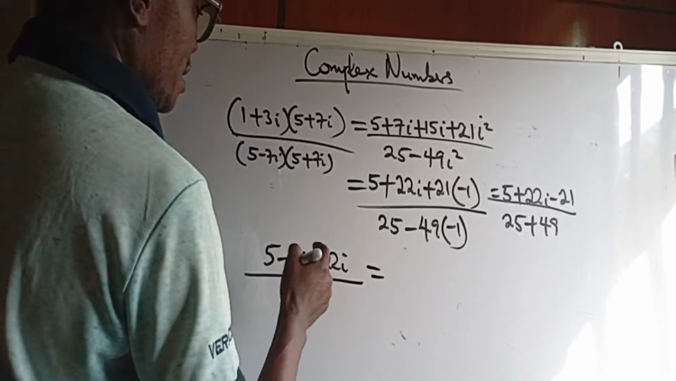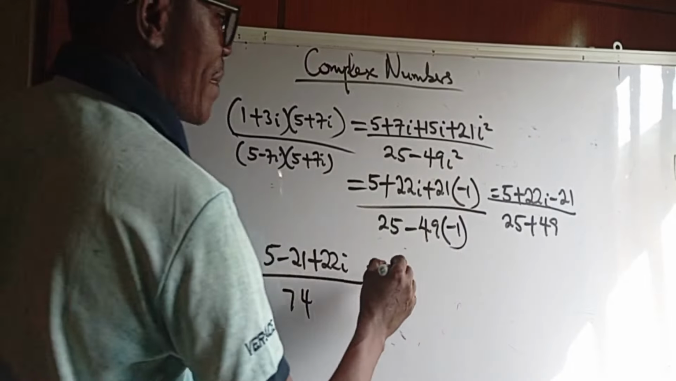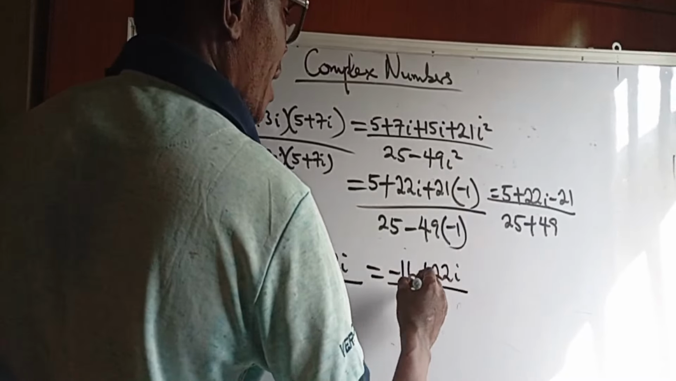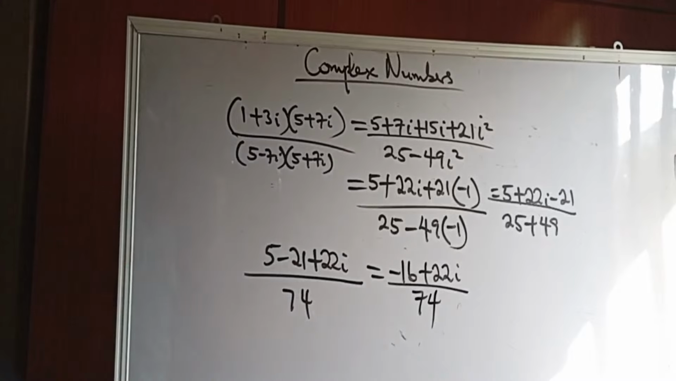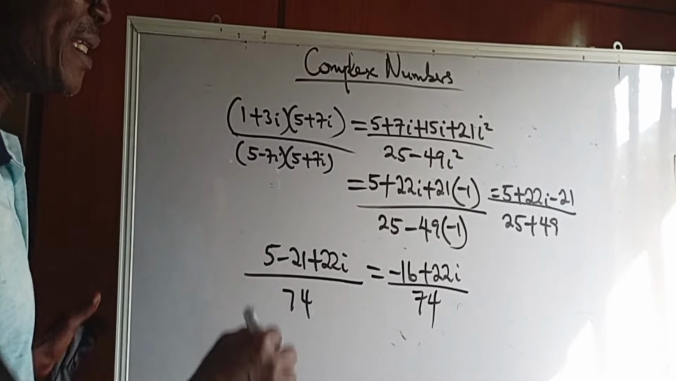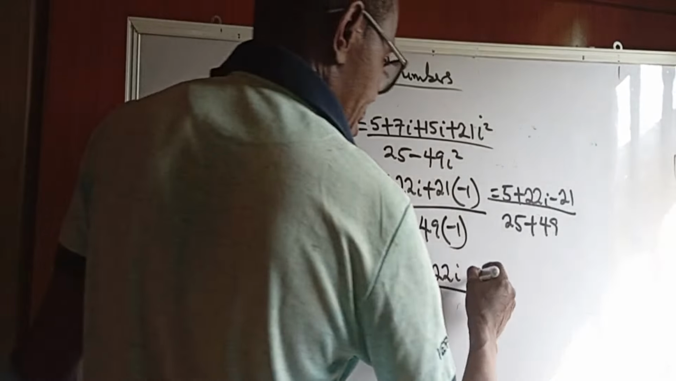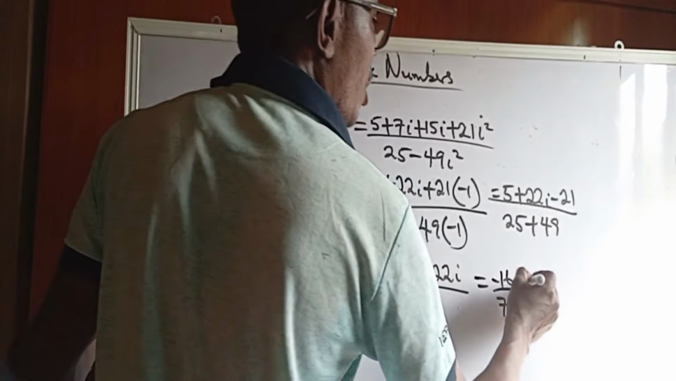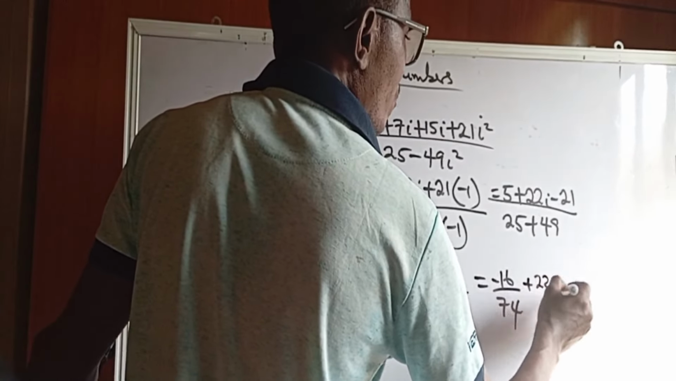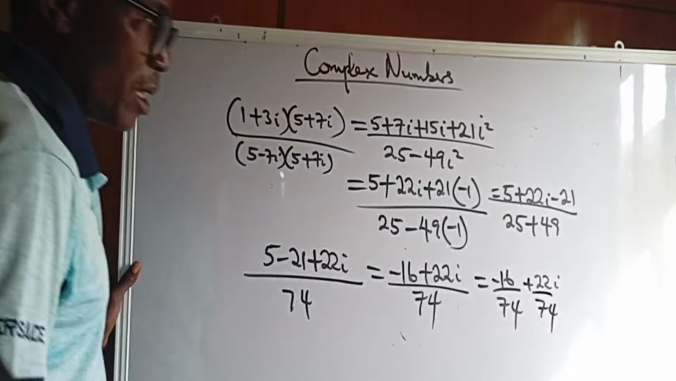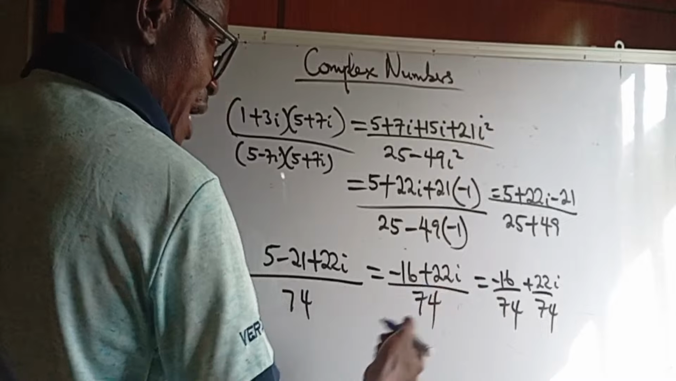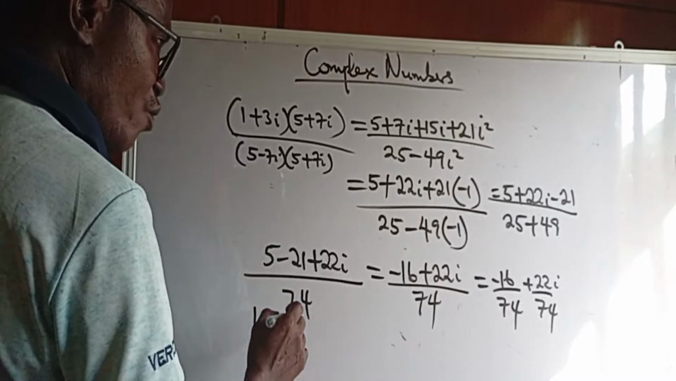So that gives us what? 5 minus 21, that's minus 16 plus 22i all over 74. Minus 16 plus 22i all over 74. Remember, we have to find the imaginary part. So let's split. Minus 16 over 74 plus 22i over 74. You can divide through, but without wasting our time, the imaginary part of the question.